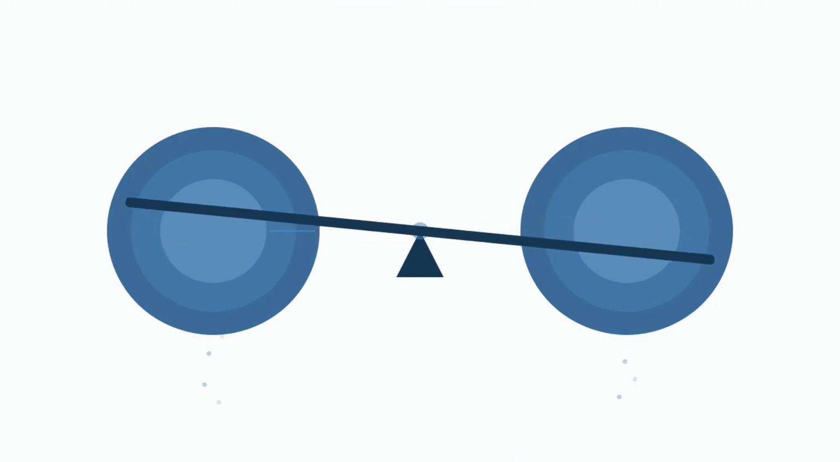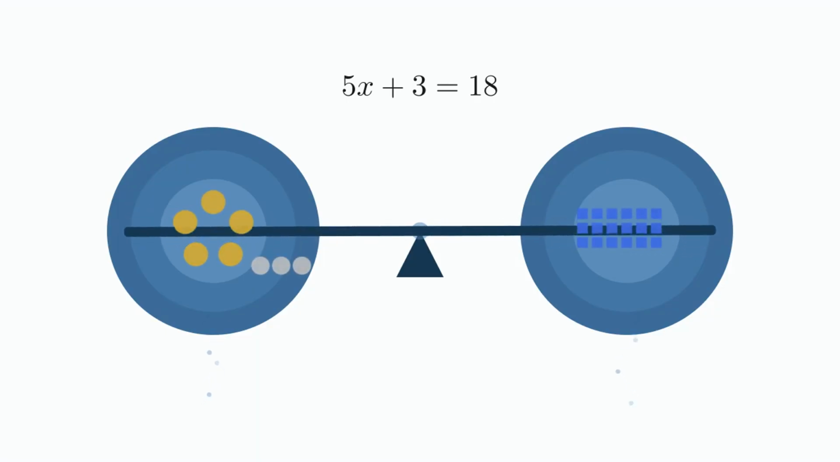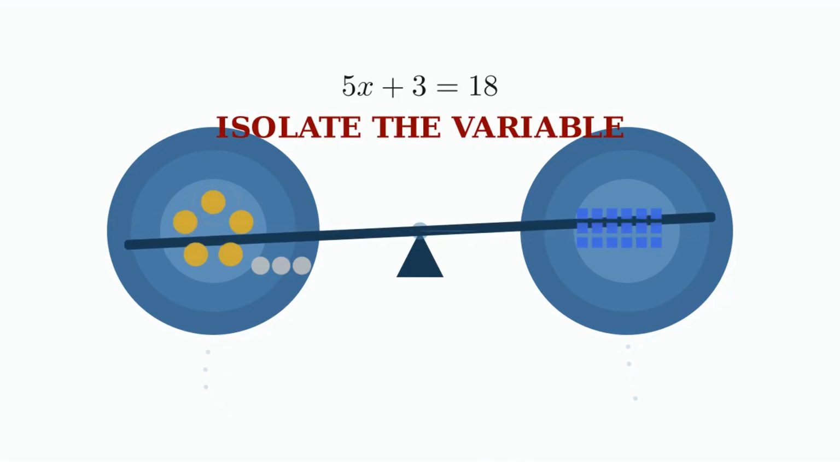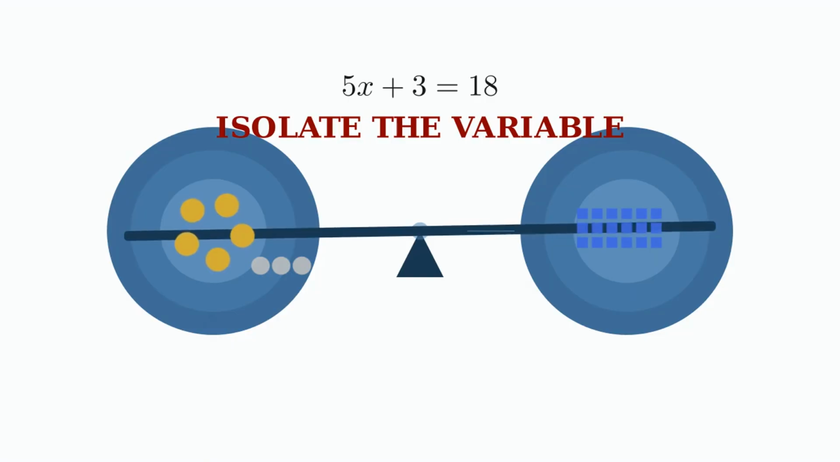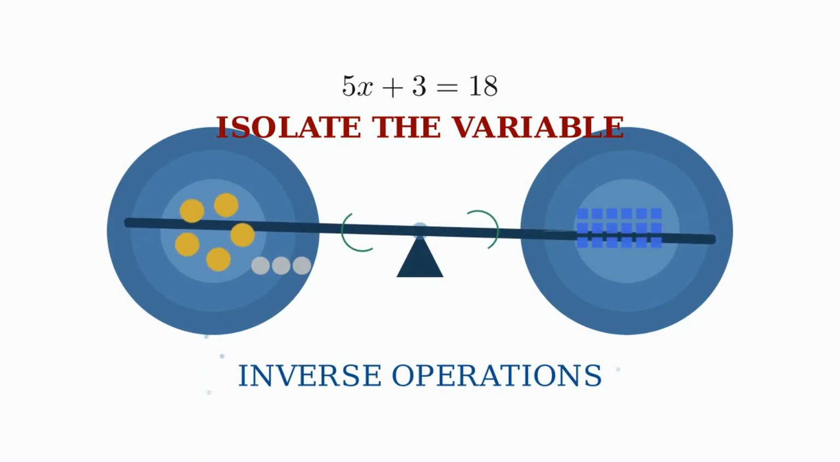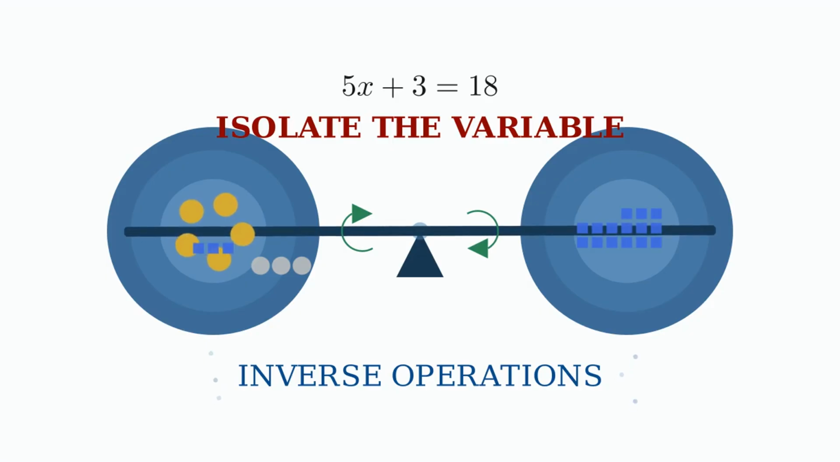Next, let's refresh our memories on the cornerstone of algebra: solving linear equations. The goal is to isolate the variable, which means getting it by itself on one side of the equation. We do this using inverse operations. The golden rule is, whatever you do to one side of the equation, you must do to the other to keep it balanced. Consider the equation 5x plus 3 equals 18.